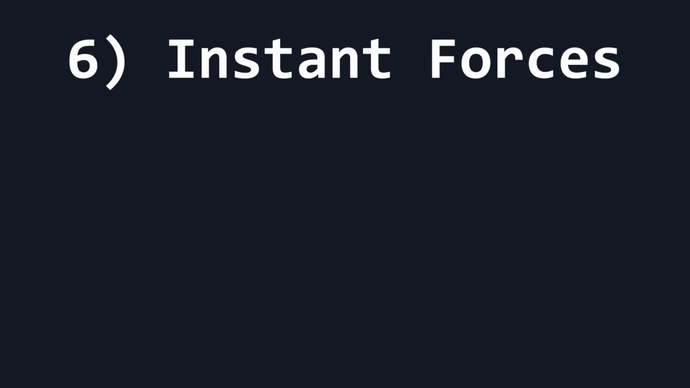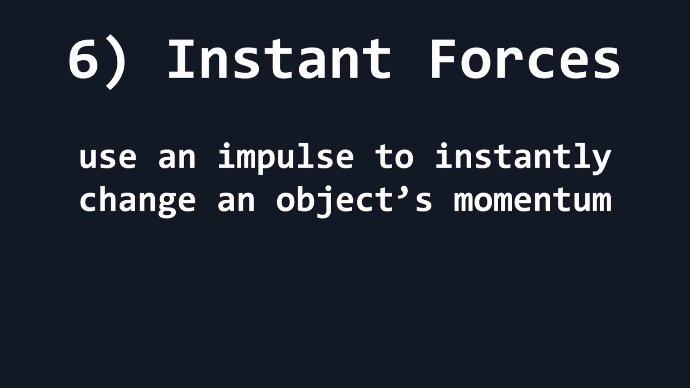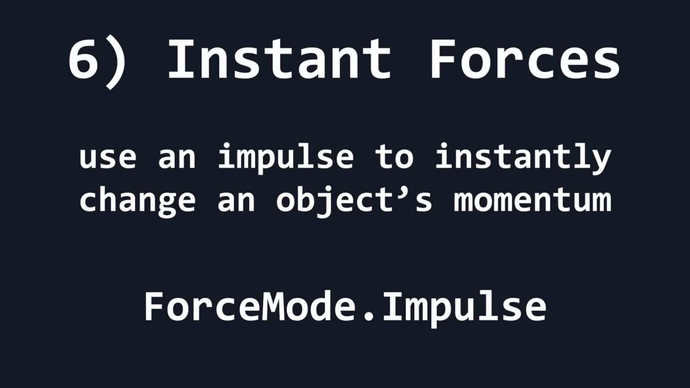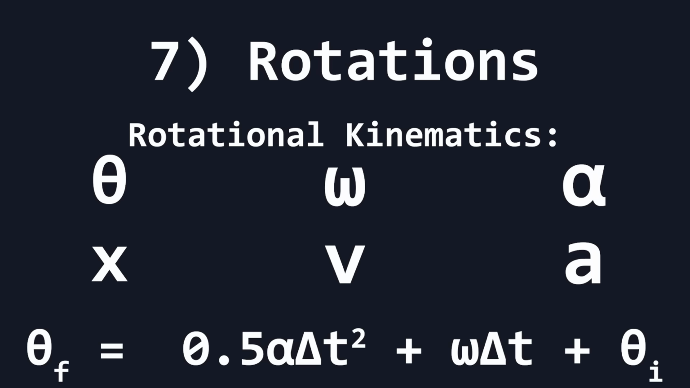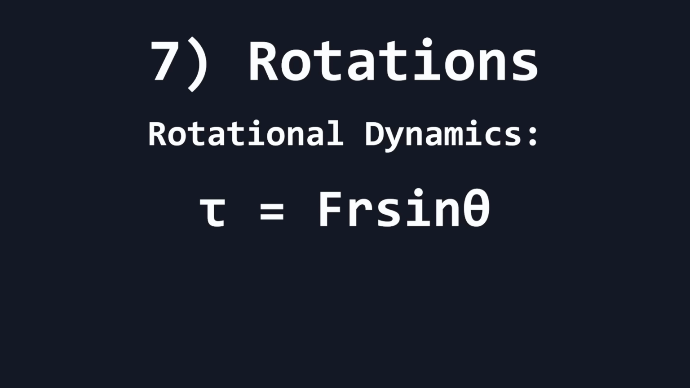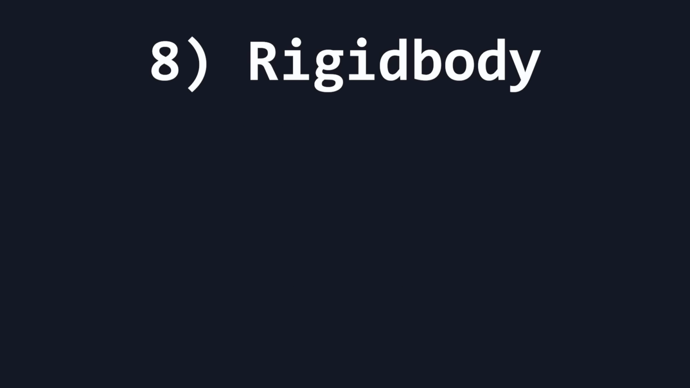Next, we discussed how forces can be made instantaneous with using an impulse to instantly change the momentum of the object. To do this, we use ForceMode.Impulse in our last argument in the AddForce function. After this, we went on to rotational kinematics and saw how theta, omega, and alpha connect to x, v, and a. We also learned the angular kinematic equation. Then we discussed what torque was and how it's created by a force applied at a certain distance from an object's rotational axis, which was the tau equals F r sine theta equation. Then we learned about an object's inertia and how the torque will give an object an angular acceleration of the torque divided by the inertia. Finally, we talked a lot about the other rigid body component stuff.